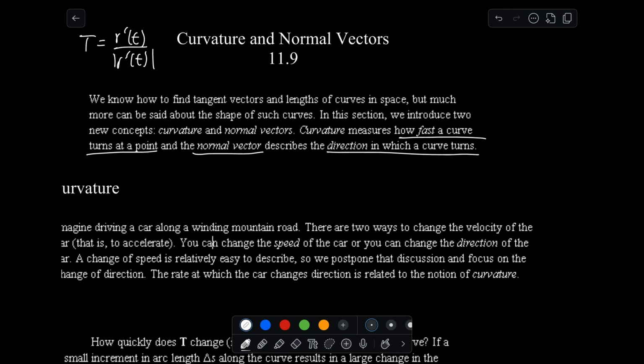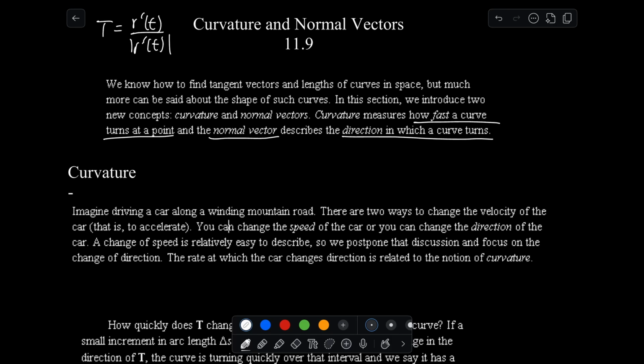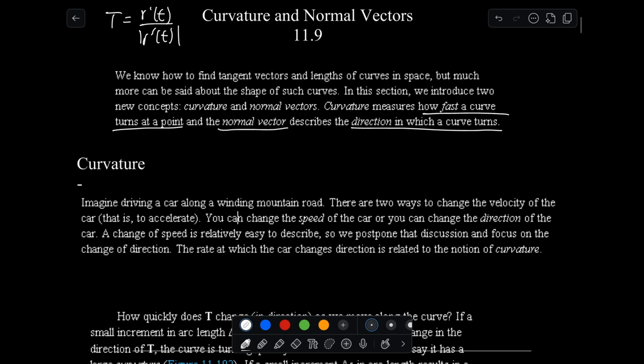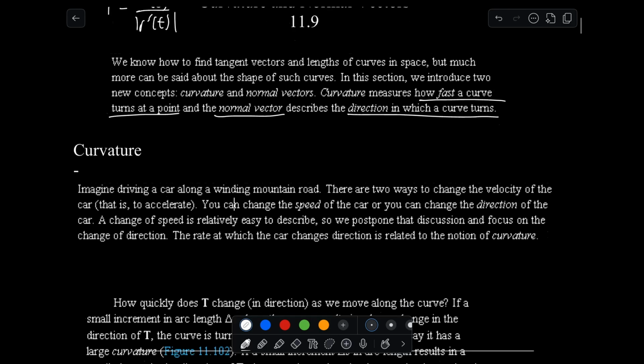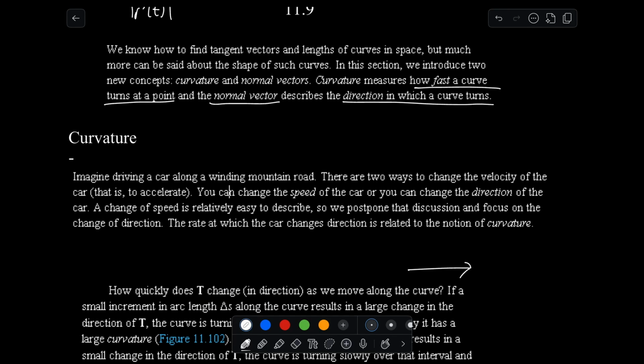So for curvature, I think the best example for real life application would be a car, right? Imagine driving a car along a winding mountain road. There are two ways to change the velocity of the car, or to accelerate. You can change the speed, or you can change the direction of the car. A change of speed is relatively easy to describe because you just go faster or slower, right? It's kind of obvious. Like, for example, if I have something going this fast in this amount of time, let's just say t, versus this in this amount of time, t, we obviously know which one's faster, right? It's going to be the second one.